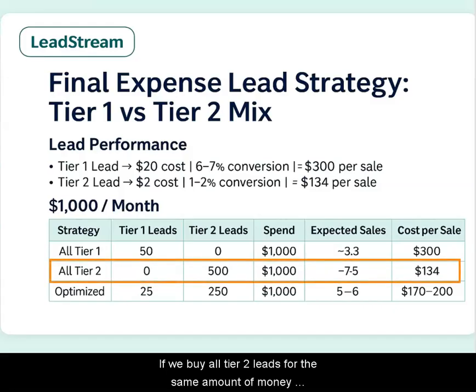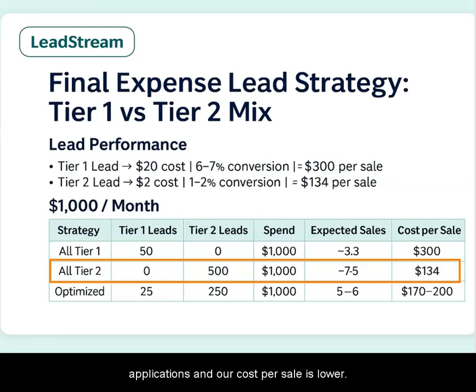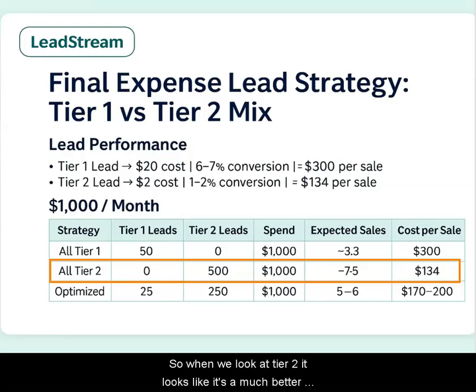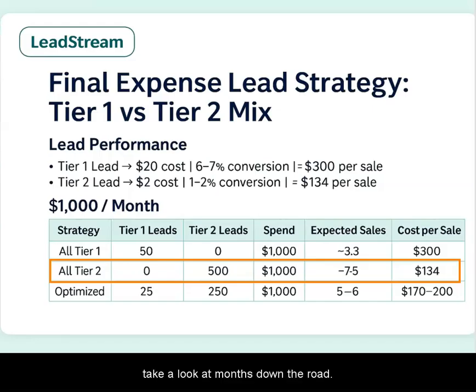If we buy all Tier 2 leads for the same amount of money, $1,000, we will get 500 leads and we'll write 7 to 8 applications, and our cost per sale is lower. So when we look at Tier 2, it looks like it's a much better value. Our cost per sale is lower, we write more applications, but what makes it a little impractical is the number of leads. Not impractical in month 1, but we have to forecast and take a look at months down the road.